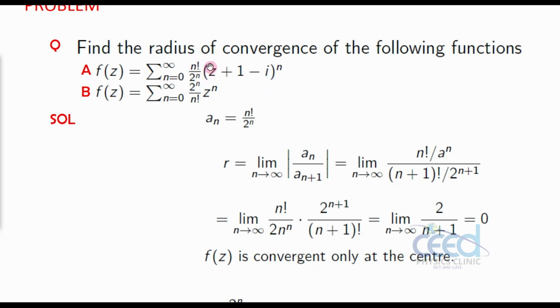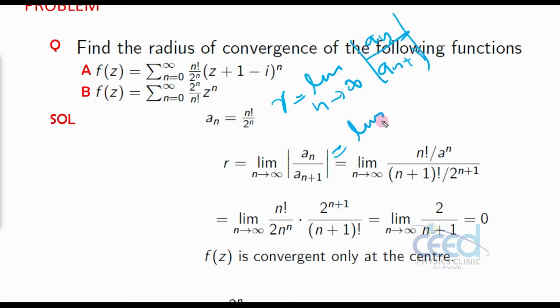So this part is in the form (z + a) raised to n, right? So this is our a_n. We can check the radius of convergence using the formula: radius of convergence is equal to the limit as n tends to infinity of |a_n divided by a_(n+1)|, right?